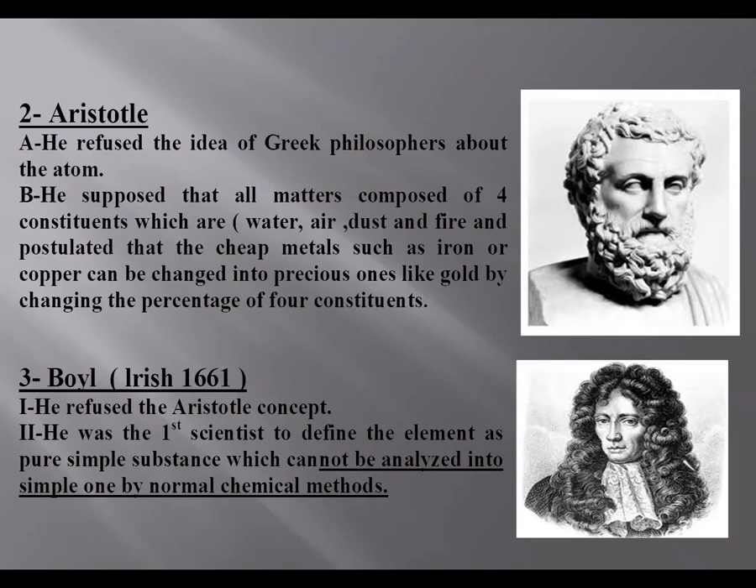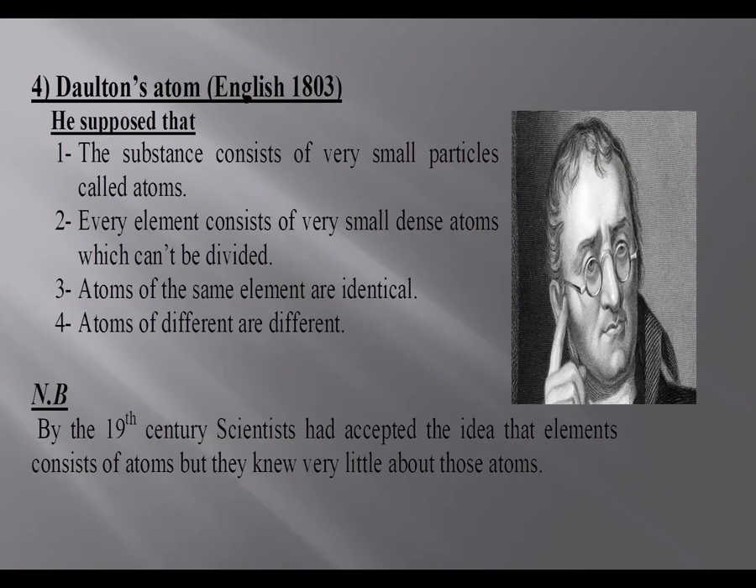After that, the third scientist, which is Boyle. Boyle refused the idea of Aristotle, and he is the first scientist who defined the element as a simple pure form of a substance which cannot be analyzed into simpler ones by normal chemical methods.